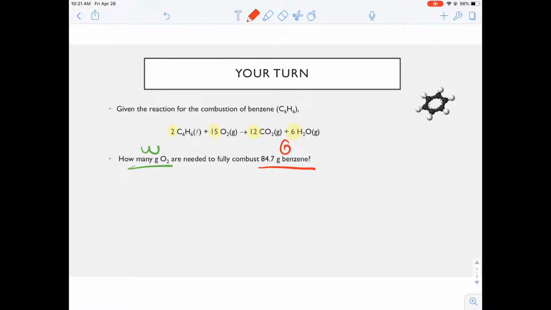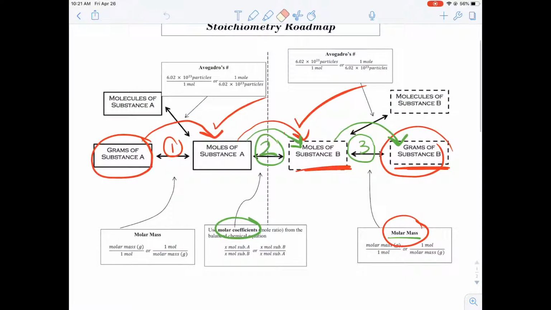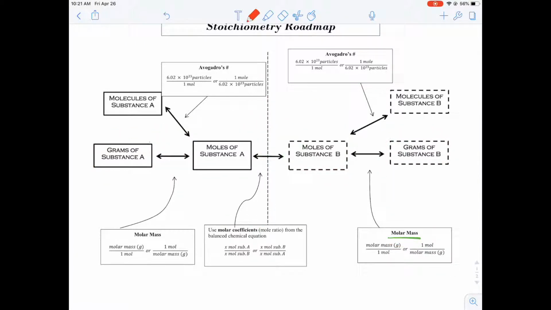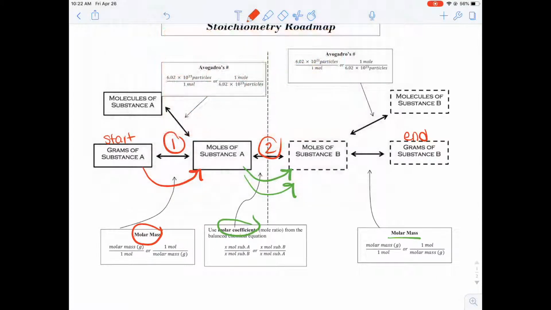Let's do it. All right, so back to our roadmap. Let me erase all this. We're going again from grams of substance A to grams of substance B. So first, we need to use our molar mass to get there. Second, we need to use molar coefficients to swap substances. And then third, we need to use molar mass again in our second substance. Okay.